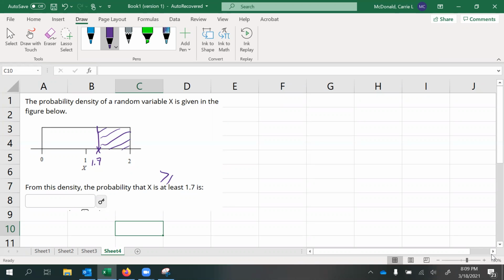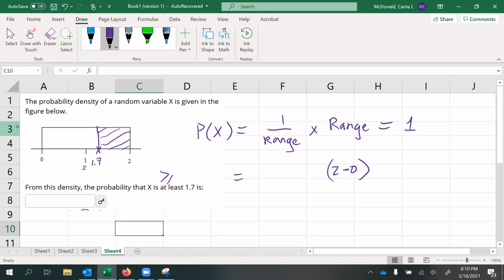Now, in order to do that, we do need to know the height of the rectangle. So remember that the height of your rectangle is the probability of x, and that is always equal to 1 over the range of x, because when you multiply it times the range of x, you get 1 if they're reciprocals. So the range of x in this example is 2 minus 0, because x can be anywhere from 0 to 2. And that means that since the range simplifies to 2, the probability of x is 1 over 2.